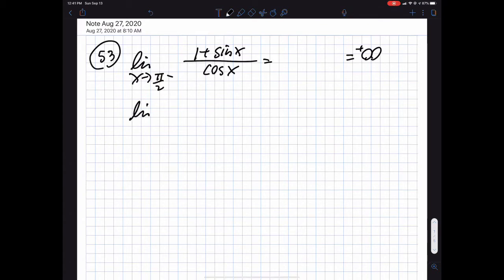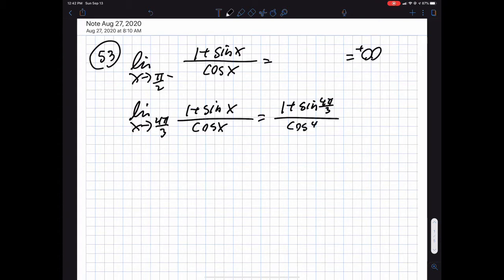So we want the limit as x approaches 4 pi over 3. Now we already said the numerator is continuous and the denominator is continuous. So to find a limit of a continuous function, you just plug it in. So it's going to be 1 plus sine of 4 pi over 3 over cosine of 4 pi over 3. And we learned a continuous function divided by a continuous function will also be continuous, as long as the denominator is not 0, and the cosine of 4 pi over 3 is not 0. So this is how we find the limit.